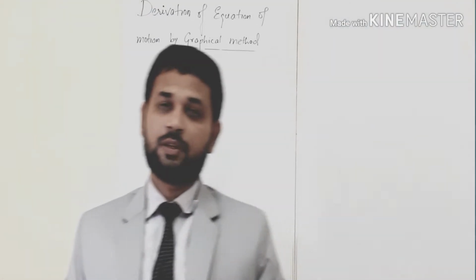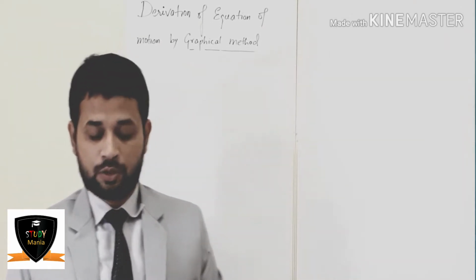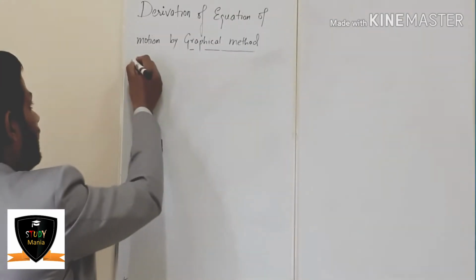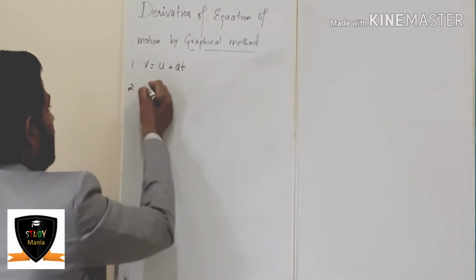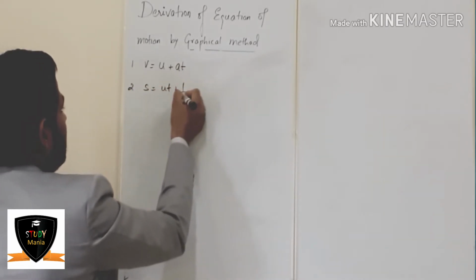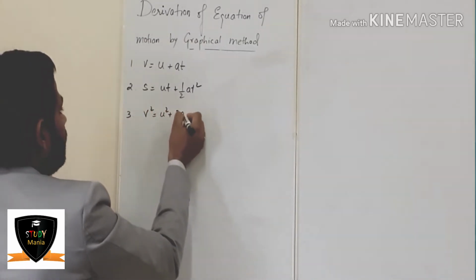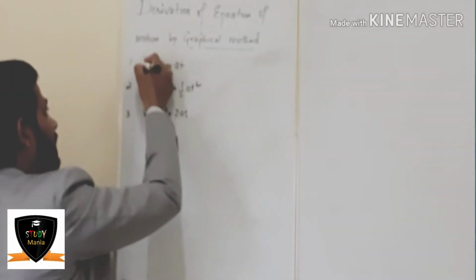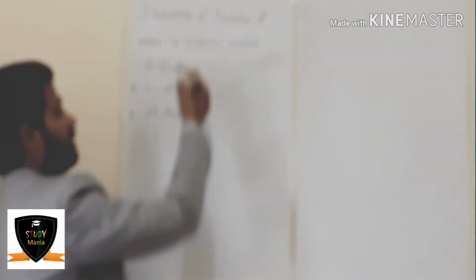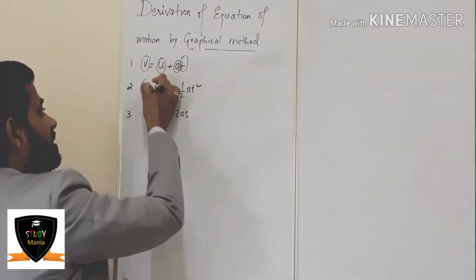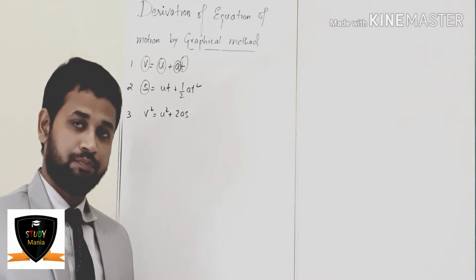Students, today we deal with the derivation of the equations of motion by graphical method. As you know, the three equations of motion are: V equals U plus AT. Second, S equals UT plus half AT square. And third, V square equals U square plus 2AS. Where V is final velocity, U is initial velocity, A is acceleration, T is time and S is displacement. All these four parameters come under these three equations of motion.